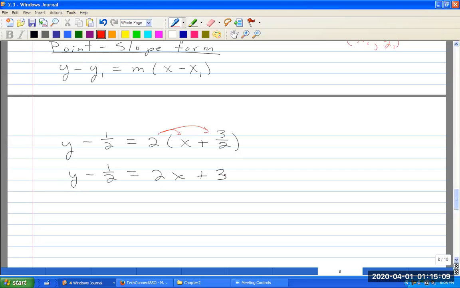Now I would like to get rid of the fraction. So let me multiply both sides of my equation by -2. And so I get -2x.